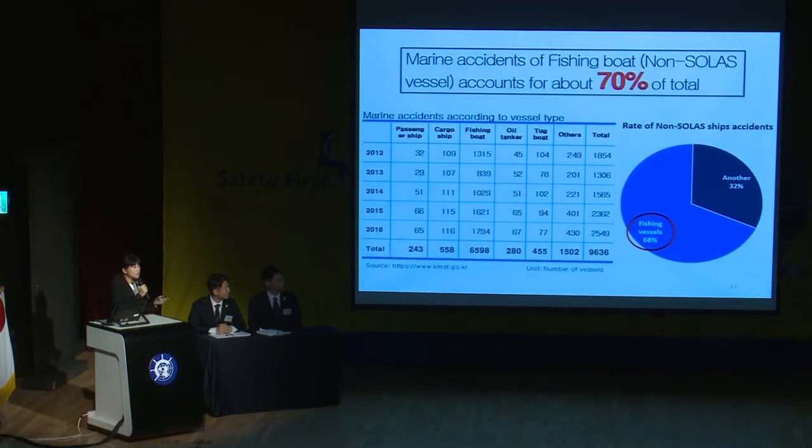As you can see, this statistic shows that about 70% of the vessel accidents that occur at sea each year are accidents involving non-SOLAS vessels, mostly fishing vessels. The accidents are increasing year by year. This indicates that the situation needs to be taken into consideration seriously.